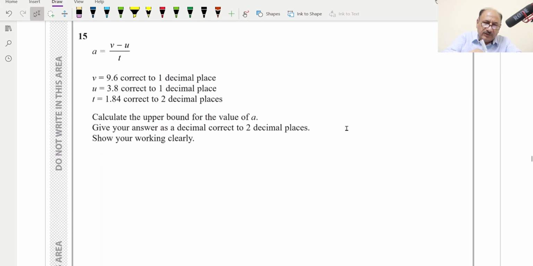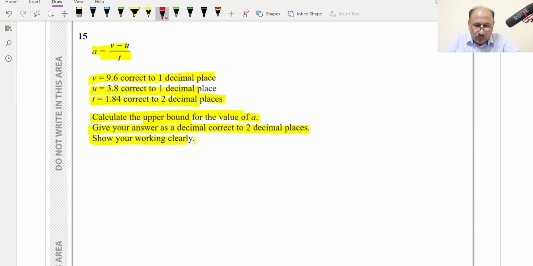Now question number 15. This is a lower bound upper bound question. So the equation is provided: v is this one, u is this one, t is this one. Correct to one decimal place, correct to one decimal place, and the last one, t, is correct to two decimal places. Calculate the upper bound for the value of a. Give your answer as a decimal, correct to two decimal places. Show your working clearly.